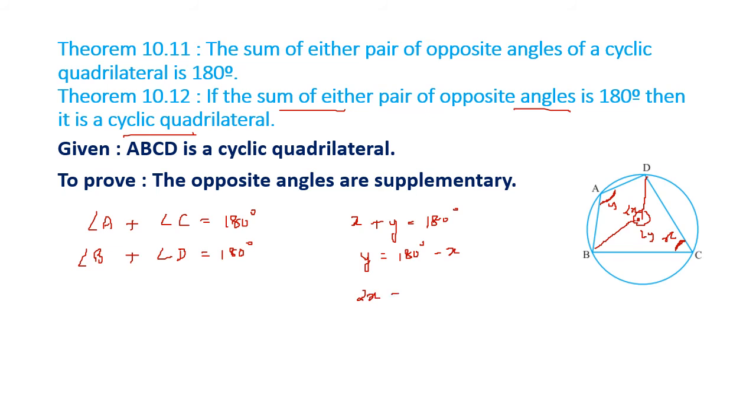So what is 2x plus 2y equal to? 2x plus 2 times 180 minus x equal to 2x plus 360 minus 2x. 2x gets cut, so 360 degree. Since the angle made at the center is 360 degree, it should form a circle. All these 4 points should lie on the circle.